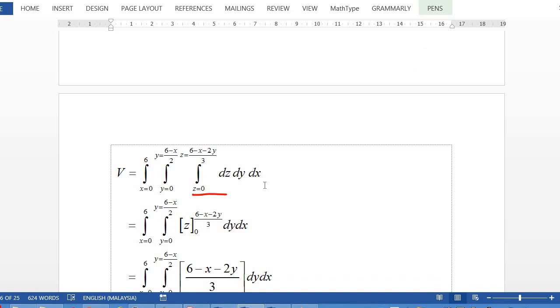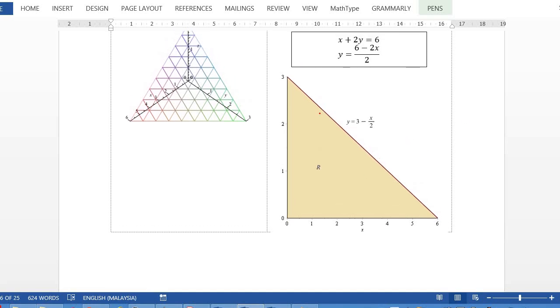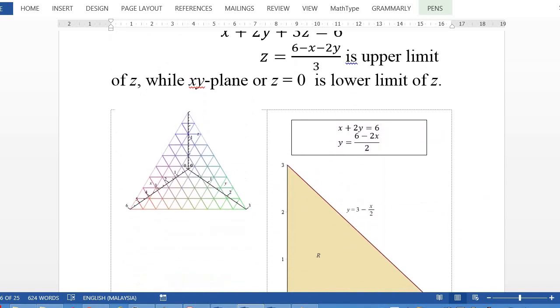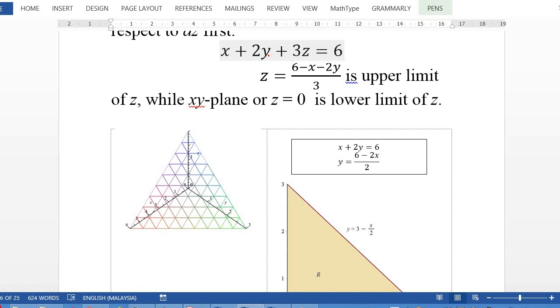After you integrate with respect to z, you can integrate using either dy dx or dx dy, depending on the region R. The region R is this shaded triangle. How do I get this equation? From the tetrahedron equation x plus 2y plus 3z equal to 6. Because your region R is on the xy plane, z is 0. That's why you have x plus 2y equal to 6.